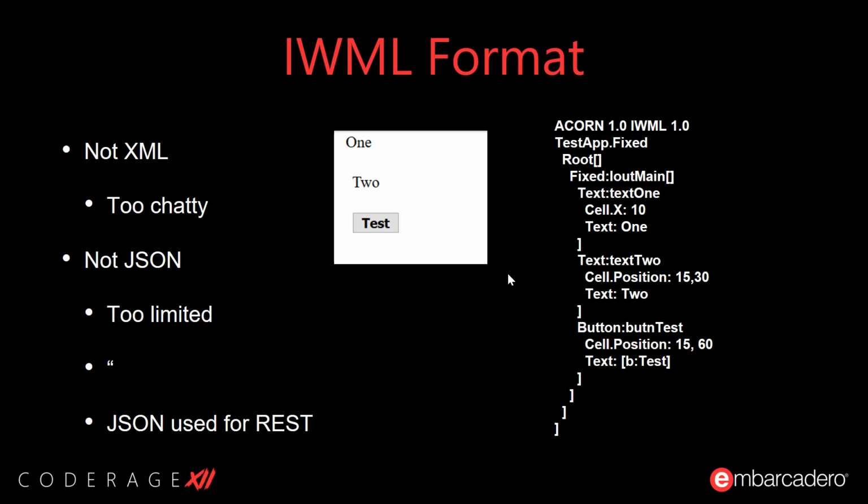We still use JSON for the REST calls, and you can still use JSON, that's not a problem. But IWML itself is going to be in the Acorn format. And again, this is hand edited right now, but there will be designers both in Delphi, but we're working on some that are directly in the browser and standalone designers as well.